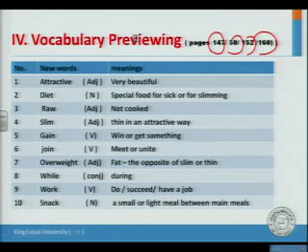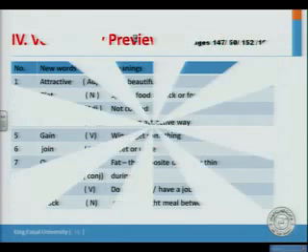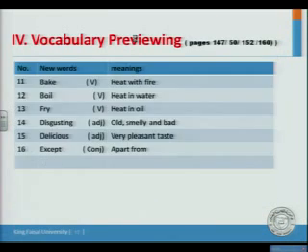Number 10 here, snack. Snack is, let's say, a light meal. وجبة خفيفة. A small or a light meal between meals. Yeah? Okay. No need for more explanation of snack because you know it now. Let's move to complete the word here.